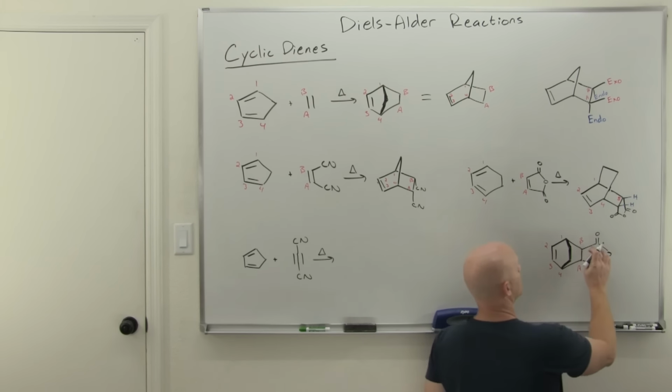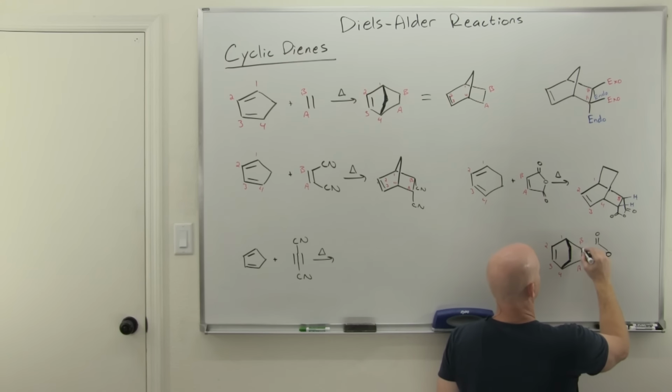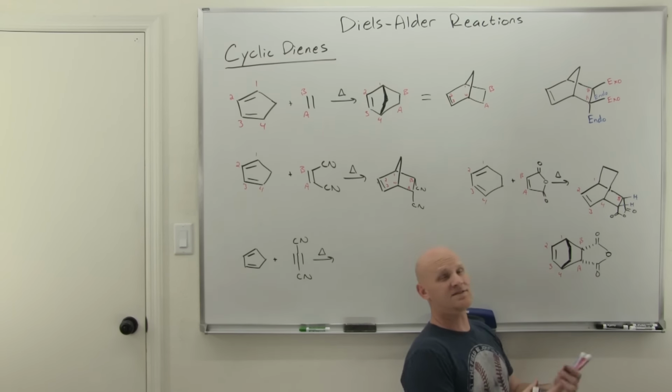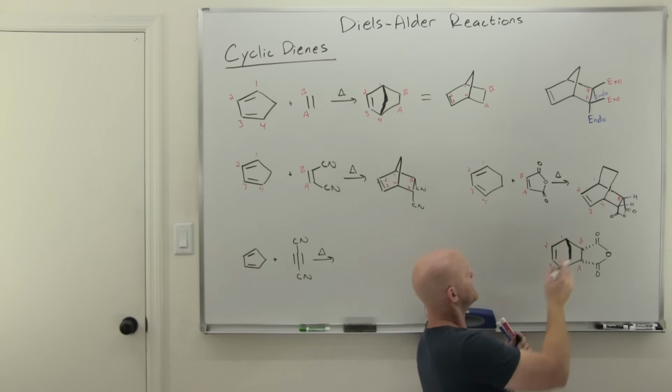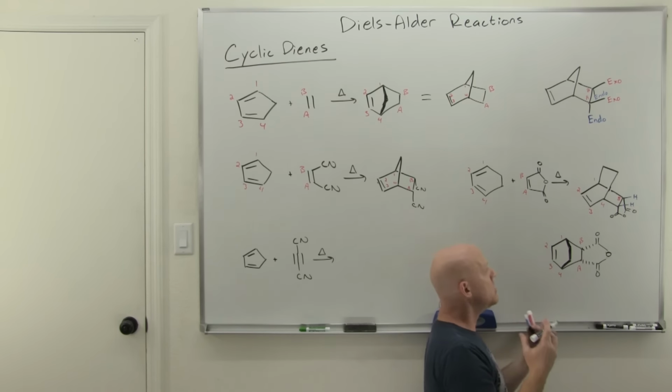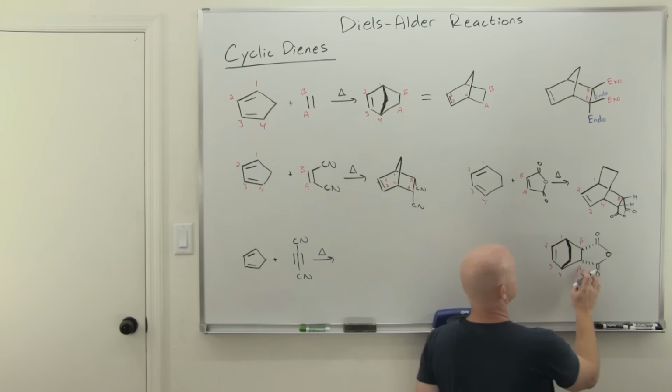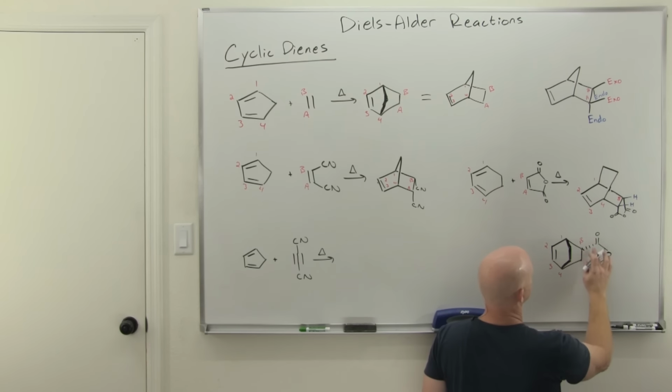And so what we could do is this, except nobody does this. And I don't know why. I think it looks beautiful. But nobody does this. They don't like putting wedges and dashes in the middle of a ring most of the time. And so they do something else instead.